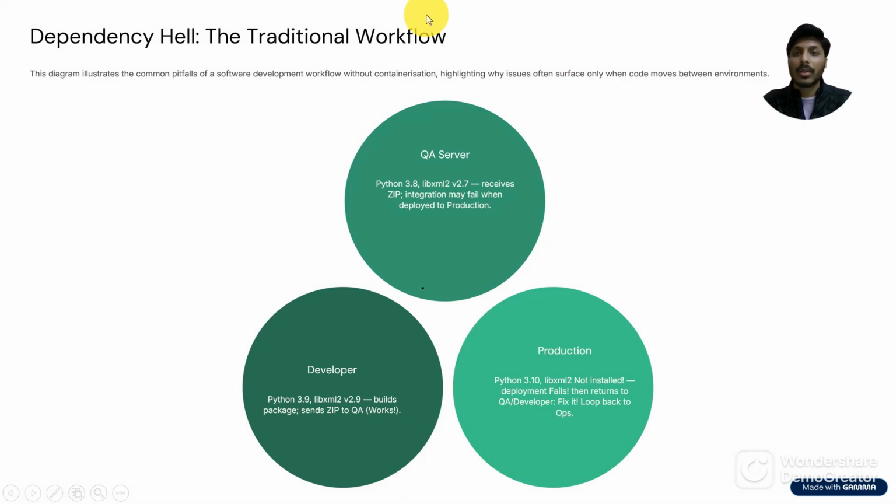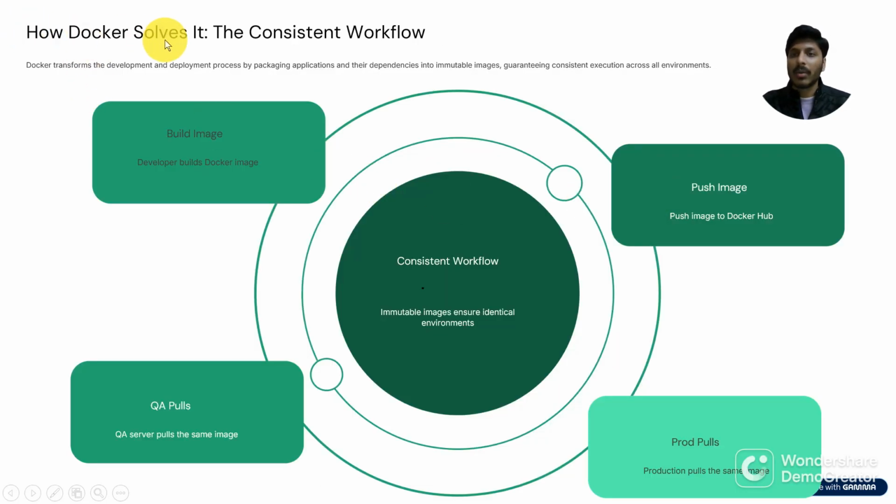Now I'm going to explain how the dependency hell traditional workflow worked. This is the same thing I was explaining previously: quality assurance had something like this, the developer gave this, and it worked, and the production team had something else. So these differences gave rise to the gap.